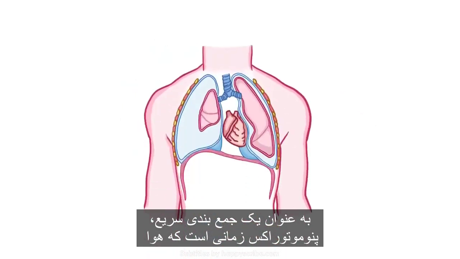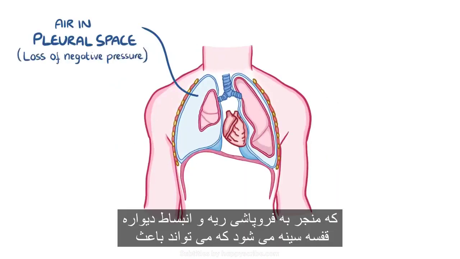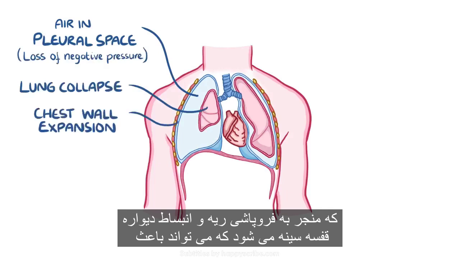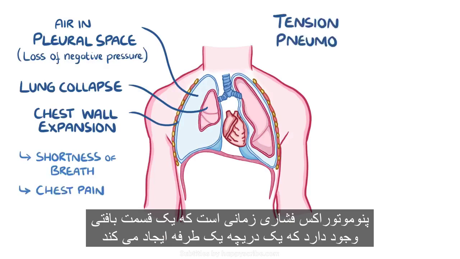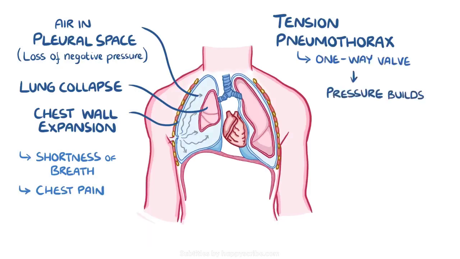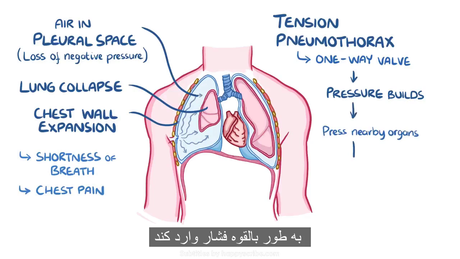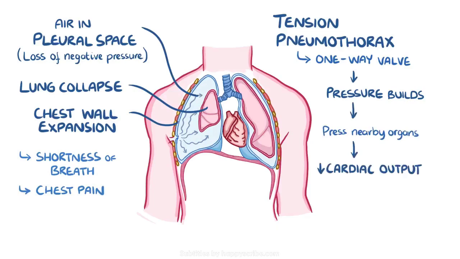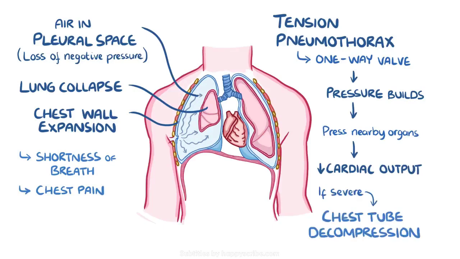Alright, as a quick recap, a pneumothorax is when there's air in the pleural space and a loss of negative pressure. That leads to lung collapse and chest wall expansion, which can cause shortness of breath and chest pain. A tension pneumothorax is when there's a flap of tissue creating a one-way valve, and it can allow pressure to build up. Over time, that can press against nearby organs like the heart and potentially affect cardiac output. In severe cases, a needle or chest tube can be used to decompress the air in the pleural space.